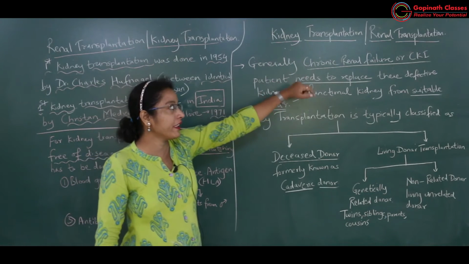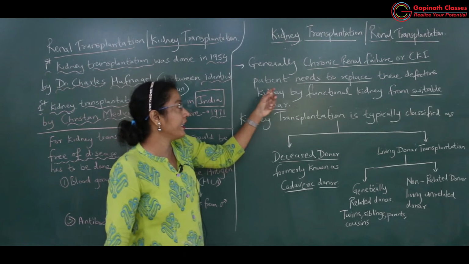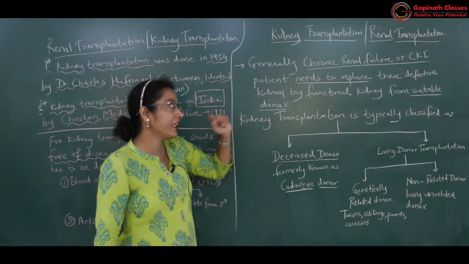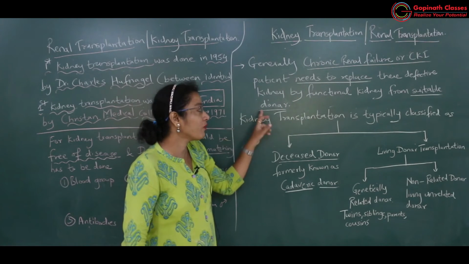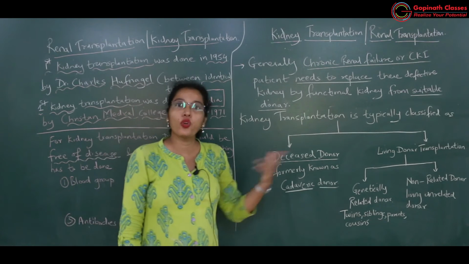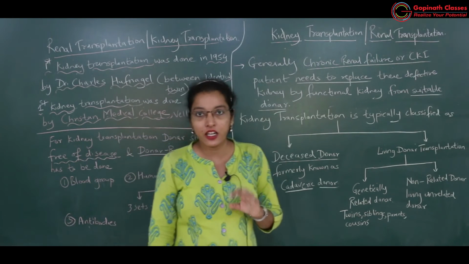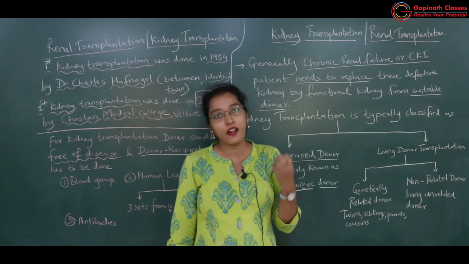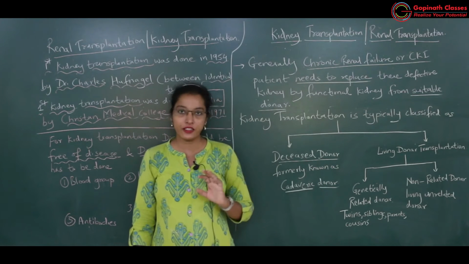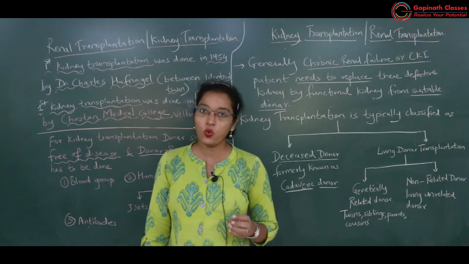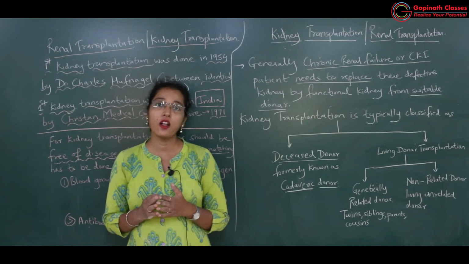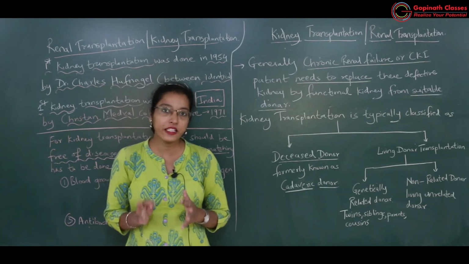Generally, chronic renal failure or chronic kidney injury patients need to replace their defective kidney with a functional kidney from a suitable donor. Very, very important. It's not that you take a kidney from anyone and put it in, and likewise that person will be healthy and fit. Okay, no. You have to first see whether the donor is disease free and healthy enough.